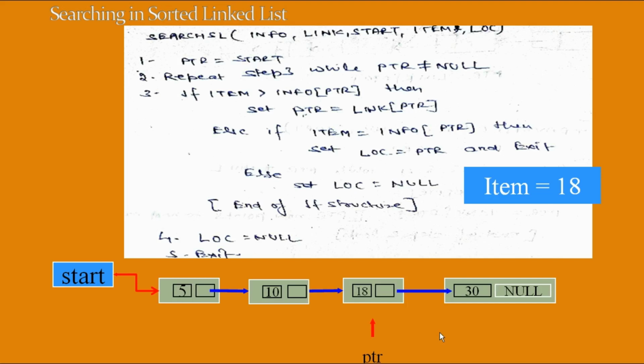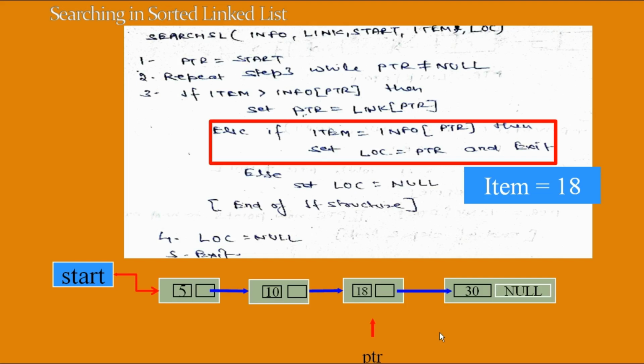Here the first condition, that is if item is greater than info PTR, is false, so it goes into the else part. And here the if condition is satisfied, that is item equals info PTR, so it assigns the value of the PTR to location, and then it exits from the loop.